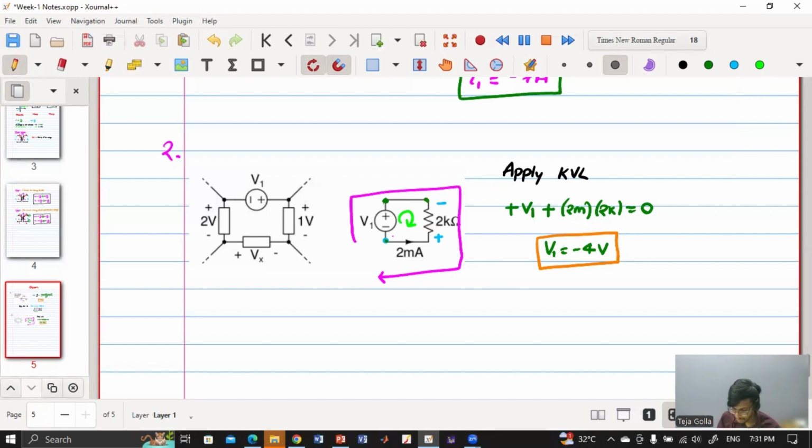So it is plus V1. And from here to here, again, we are going to a higher potential. And what is the value of that voltage? It is I into R. I is given, R is given. So plus V1 plus this. So V1 is minus 4 volt.